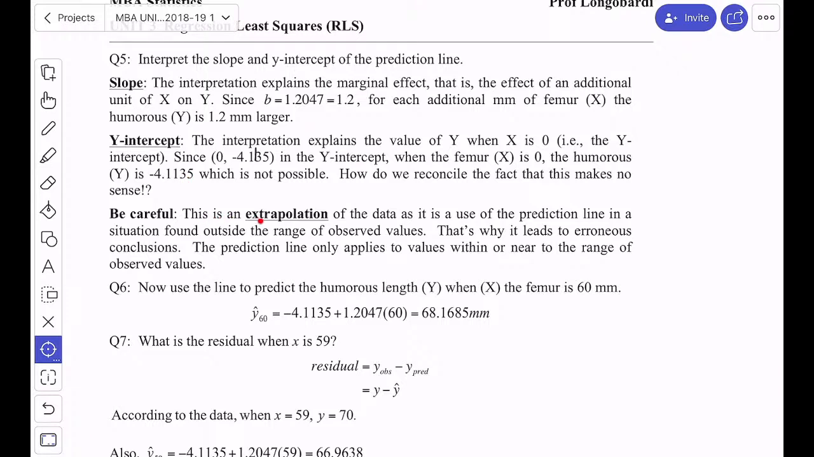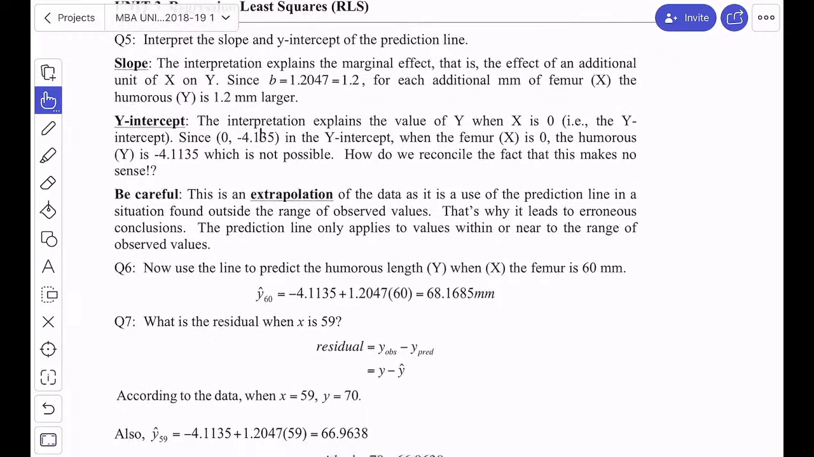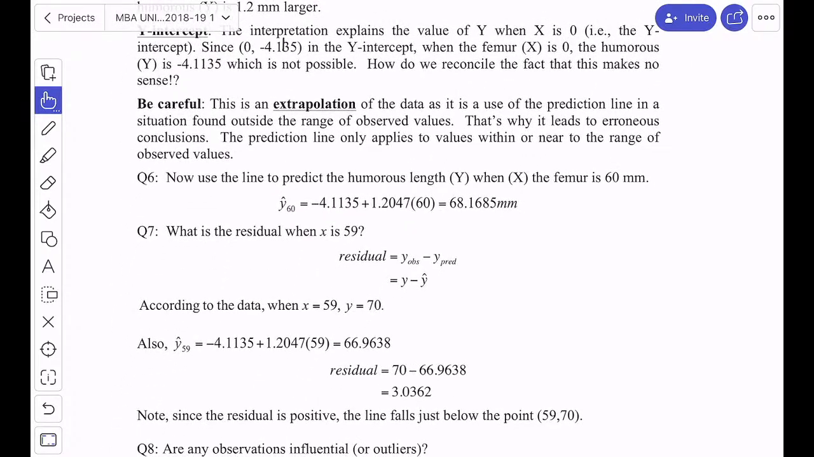This is an example of extrapolation of the data, and it is a use of the prediction line in a situation found far outside the range of observed values. That's why it leads to erroneous conclusions. The prediction line only applies to values within or near to the range of observed values. Okay, questions?